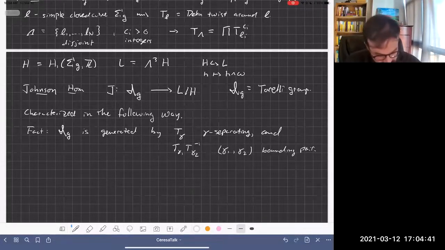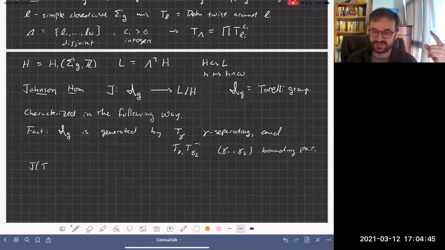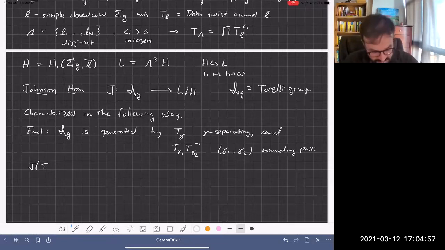Okay. So to describe what the Johnson homomorphism is, given the fact that it's already well defined, it suffices to say what it does on each of these two types of generators. If gamma is a separating curve, then the Johnson homomorphism is not very interesting. It just takes this to 0.